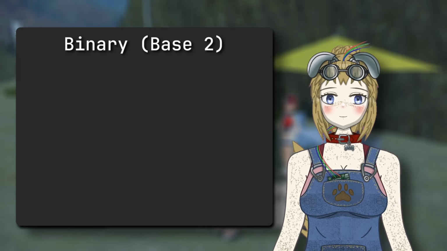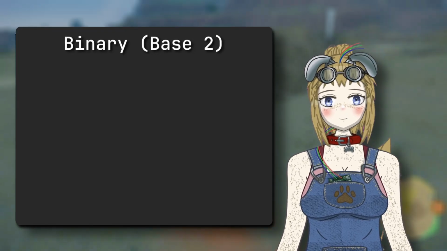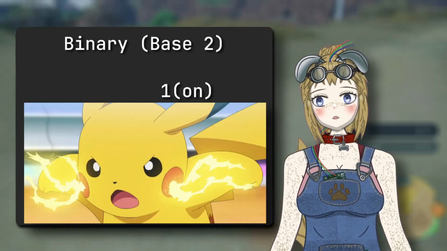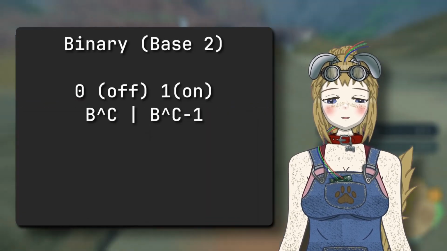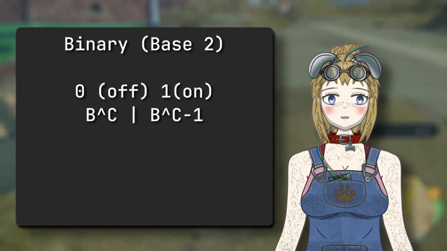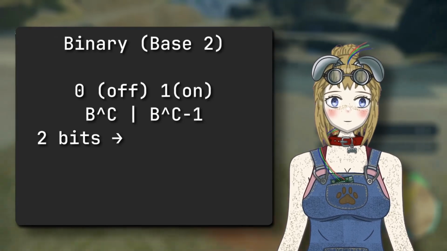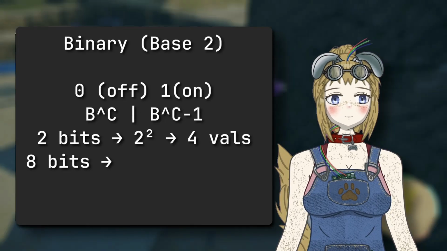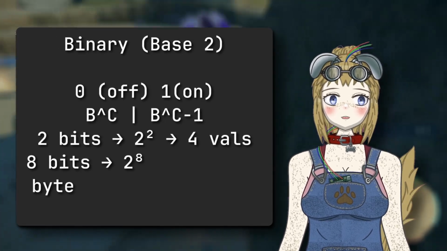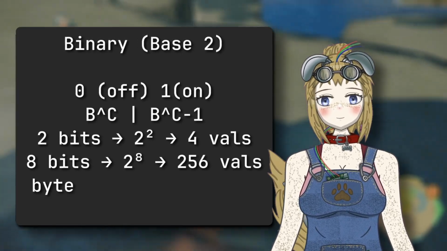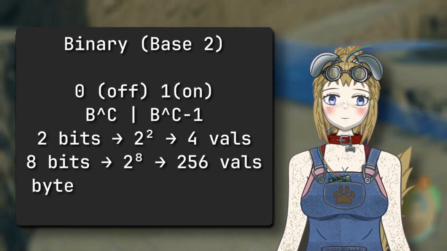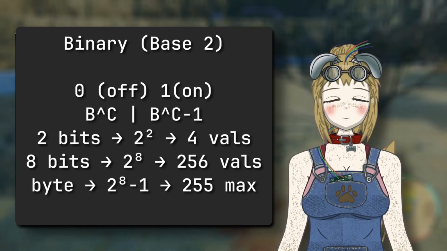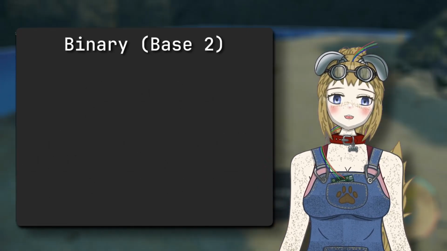Unlike us humans, computers work with information in binary, base 2, ones and zeros. This is because they're electronic. So a 1 is on and a 0 is off. Our equations work here too. With 1 bit, we can store 2 values. So with 2 bits, we can store 2 squared, or 4 values. With 8 bits, also called a byte, we can store 2 to the power of 8, or 256 values. That means the largest number we can store in a byte is 2 to the power of 8 minus 1, or 255.